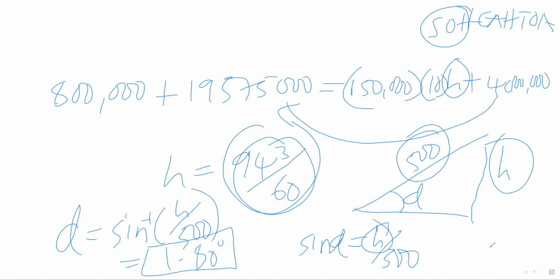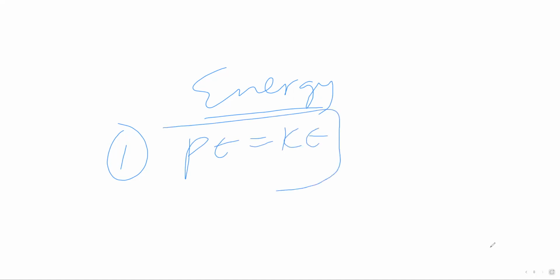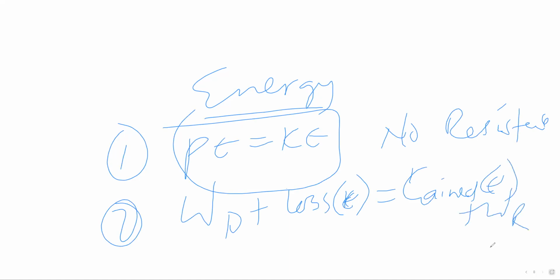So remember, on energy, there are two things you should know. The first is, where there's no external force, there is no resistance, so your potential energy will always be equal to your kinetic energy. So here, no resistance, you use that part. The second is that the work done by the driving force plus the energy being lost is equal to the energy being gained plus the work done by resistance.